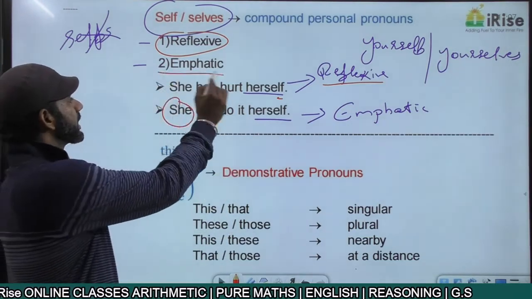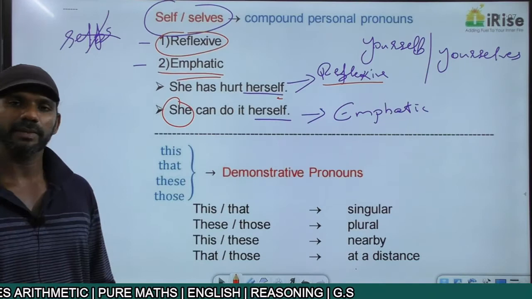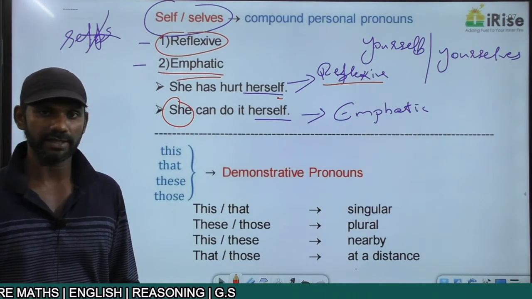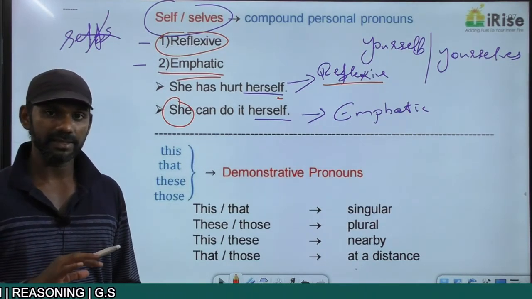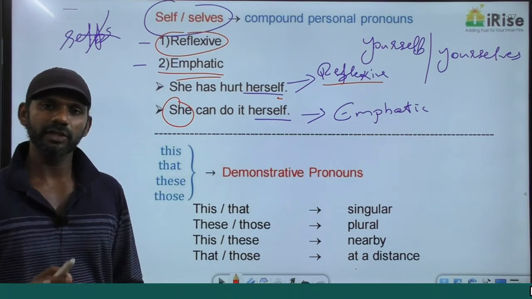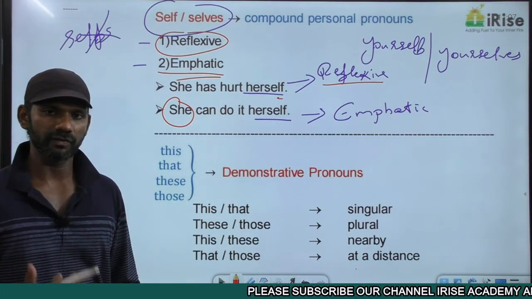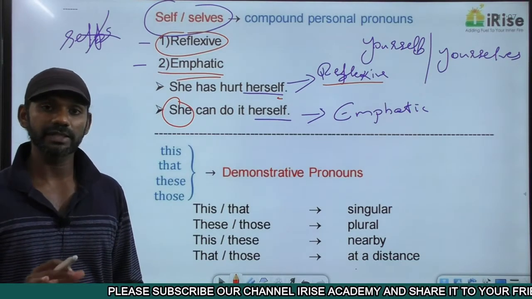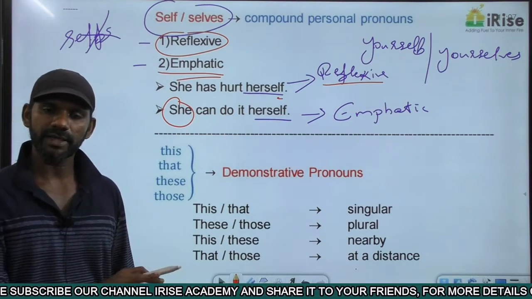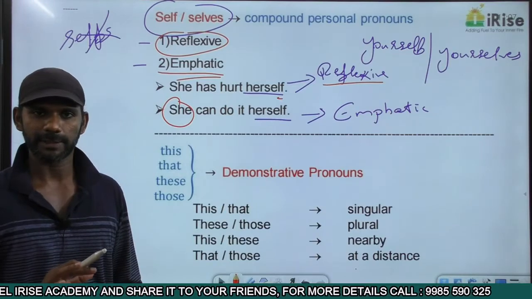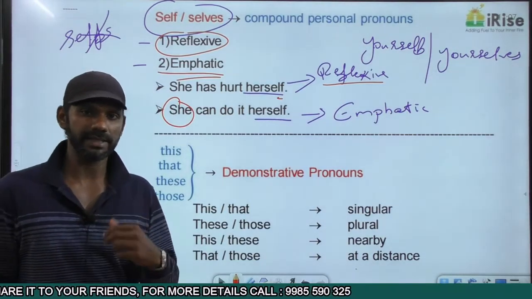Anyway, you can easily find out; there will not be any question asking us to find out whether it is reflexive or emphatic. You can easily find out whether it is reflexive or not. When the doer and the receiver are the same person, it is called reflexive. If it is not reflexive, it must be emphatic. That's it. Naturally, every sentence must make sense.